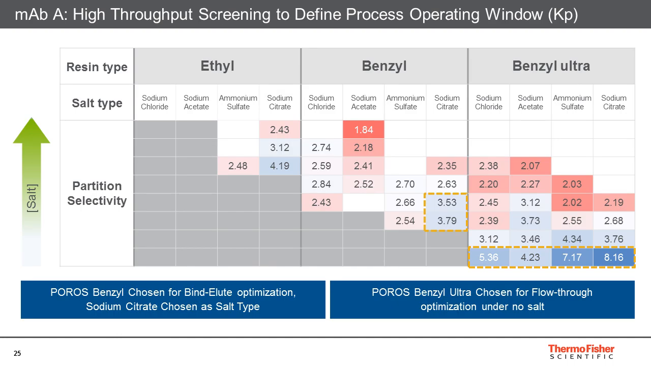So first for mAb-A, we performed a high throughput screening study to really map out the aggregate partitioning as a function of resin type, salt type, as well as salt concentration. And our high-throughput study really revealed regions of highest selectivity for mAb aggregates, and these are highlighted by the orange boxes in the table. So the higher the selectivity number here, the bluer it is, the better. For practical manufacturing considerations, like trying to operate at lower salt concentrations or avoiding halides and such, we first decided to optimize a bind and elute process using sodium citrate as the salt type on porous benzyl.